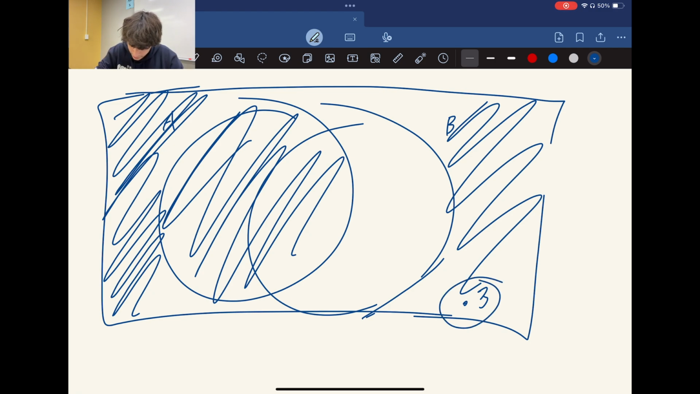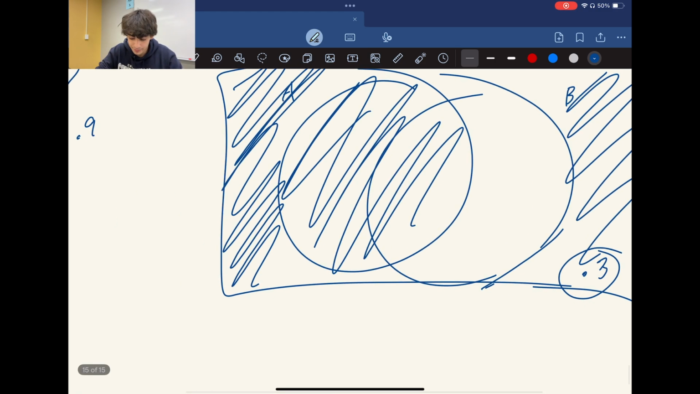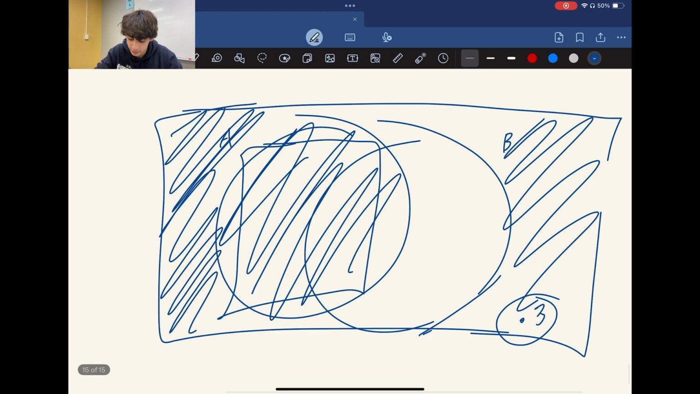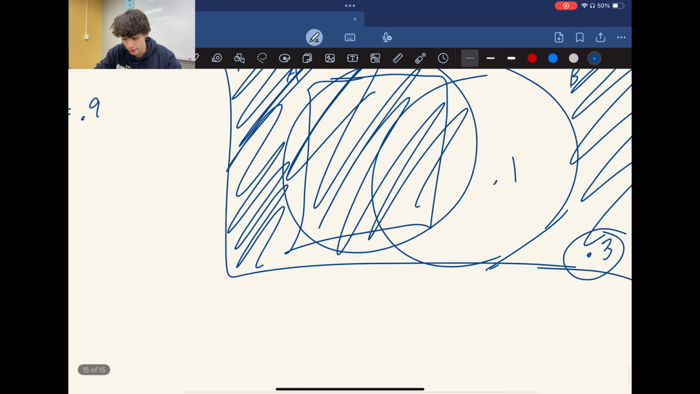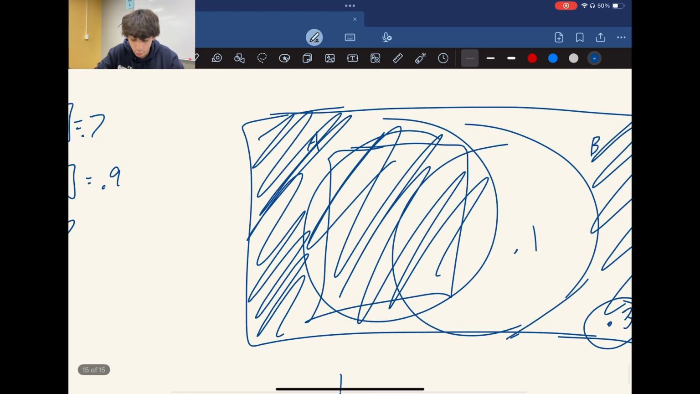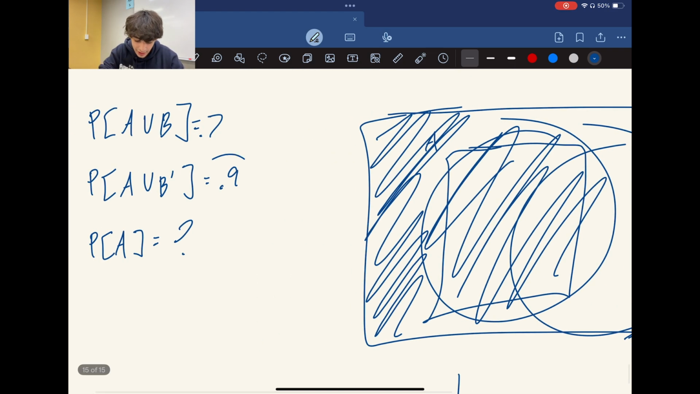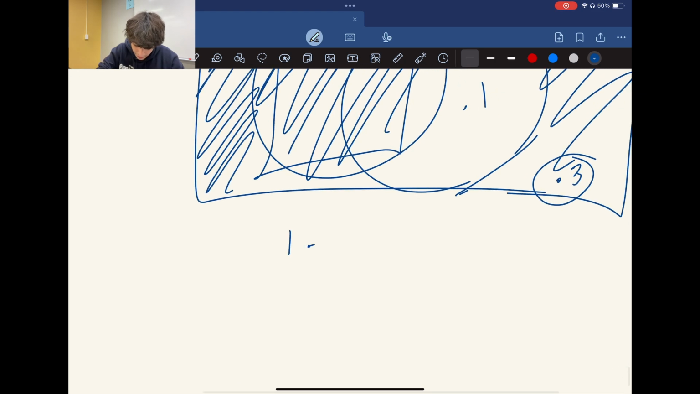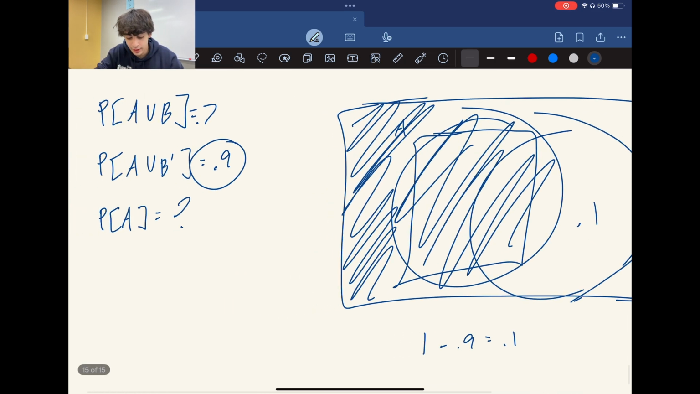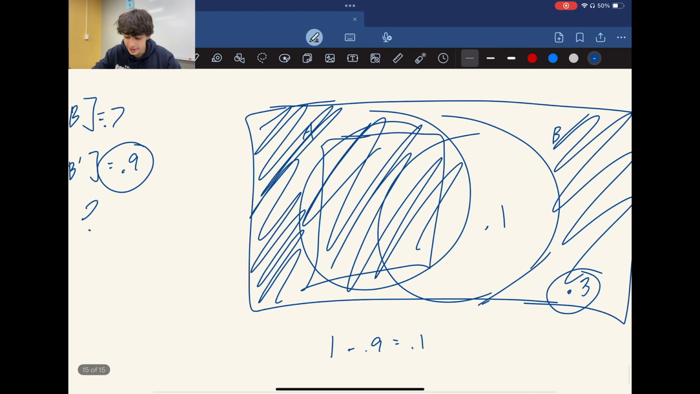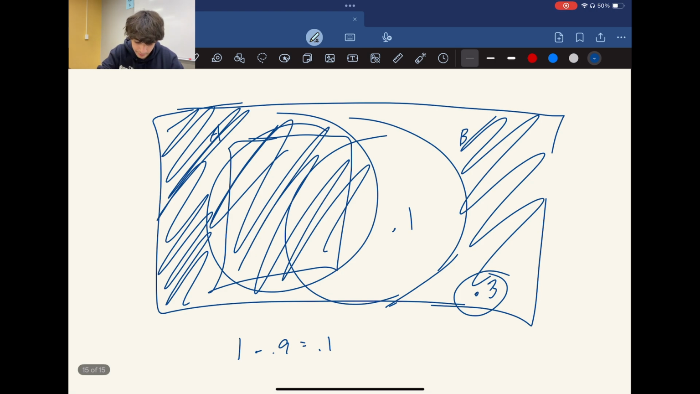We already know this is 0.3. As a result of that, we know that this square right here, this circle of just A, is going to be 0.6, which means that this residual B, which is the only thing left, is going to be 0.1. The way I got that was I took 1, which is the sum of everything, and I subtracted the 0.9 from it. And as we stated before, the 0.9 is everything in A in union with everything that B is not, B complement, which is the circle A and everything on the outside.